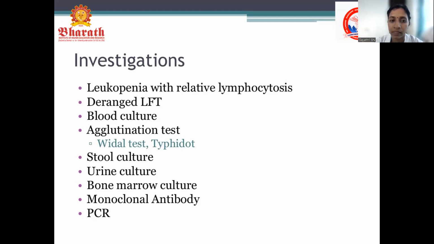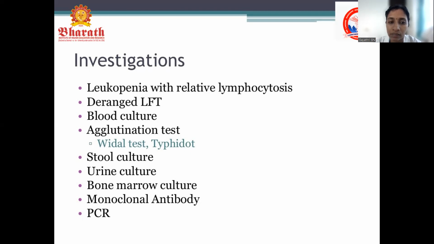Then there is a deranged LFT, that is, the SGPT or ALT levels will be elevated. LDH will also be elevated. So normally, if both are elevated and the ALT to LDH ratio is more than 9 times, then it is more of a viral hepatitis. However, if both are elevated but the ALT to LDH ratio is less than 9 times, then it is more of a typhoid hepatitis.